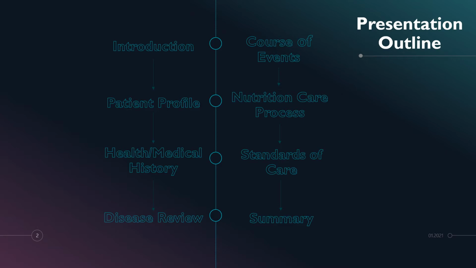Then I'm going to go over disease review. So this will cover a lot of information on Crohn's disease. The next section is just going to be the course of events. So this is going to detail the patient's hospitalization. The next portion is the nutrition care process. The next one is going to be the standards of care. And then lastly, I'm just going to go over a brief summary of what we talked about.